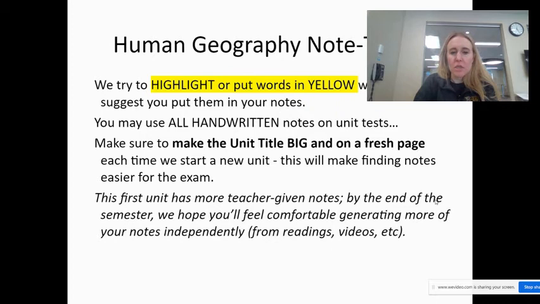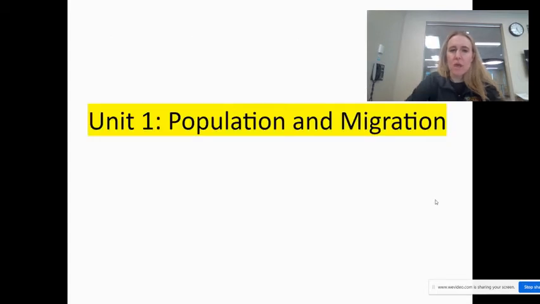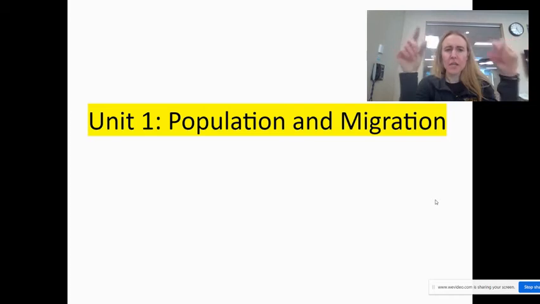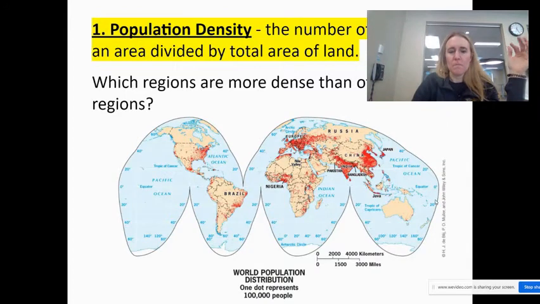The first unit has more teacher-given notes. By the end of the semester, we hope you feel more comfortable generating more of your own notes independently from readings, videos, and notes. This is how you should begin your notes. You'll notice this slide is in yellow, and it says Unit 1, Population and Migration. That is the title of our first unit. So what I want you to do right now is find a fresh page, a fresh section, write human geography notes, and then on top of that page, write Unit 1, Population and Migration. This is where you're going to find your notes.